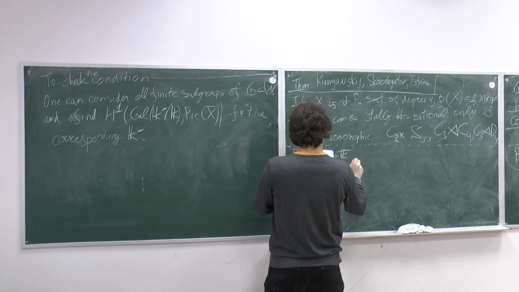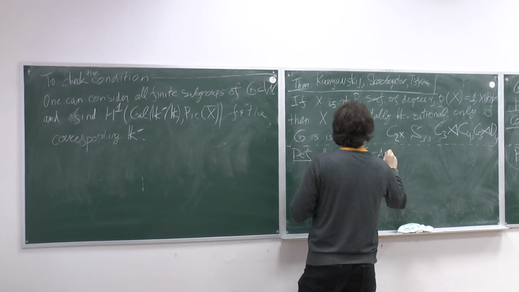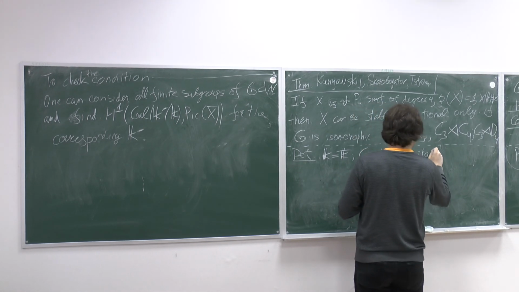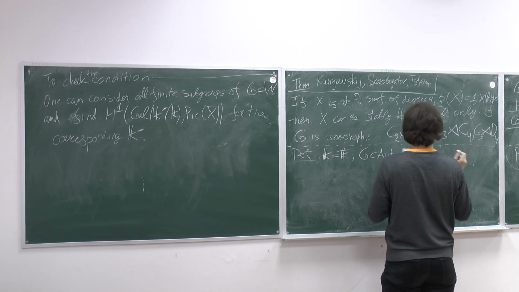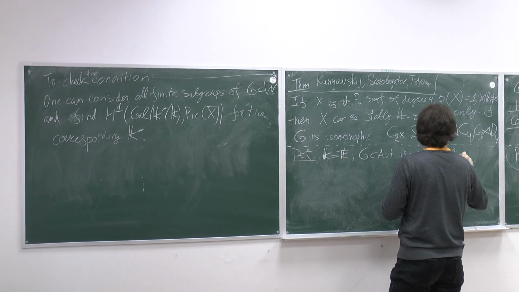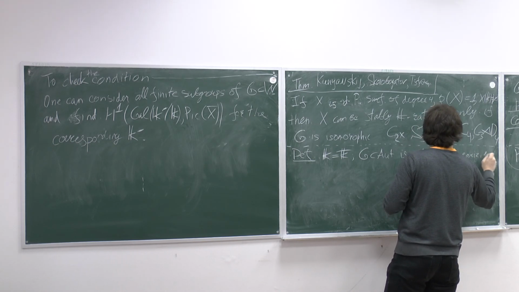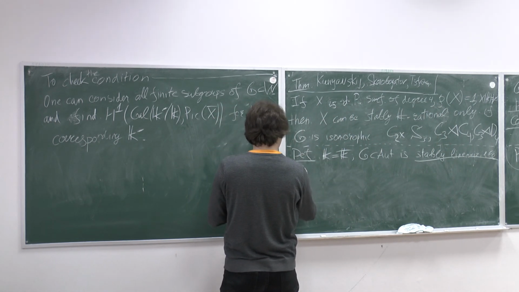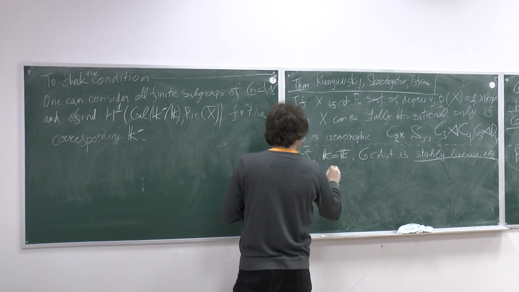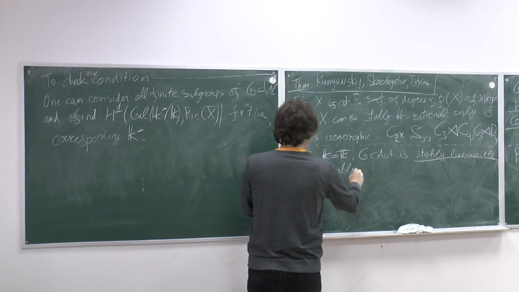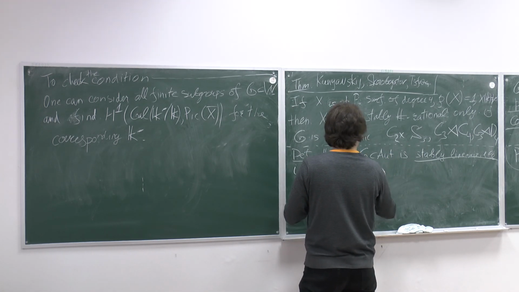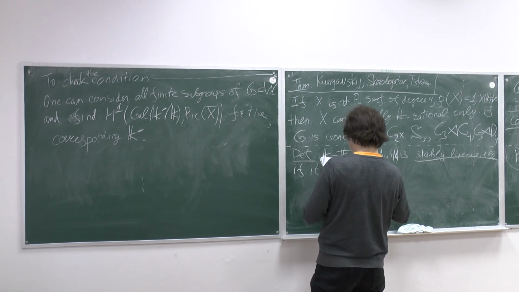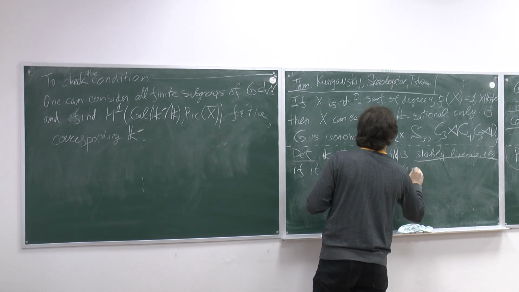For an algebraically closed field, a group G is called stably linearizable if there exists an embedding of G, stably conjugate to a subgroup of the projective space. And here G is a group of automorphisms of X. Conjugate to a linear action on P.